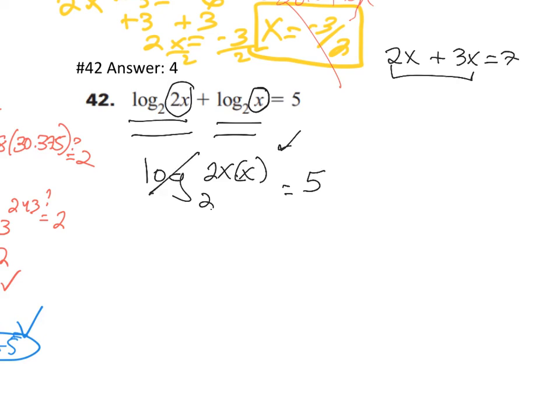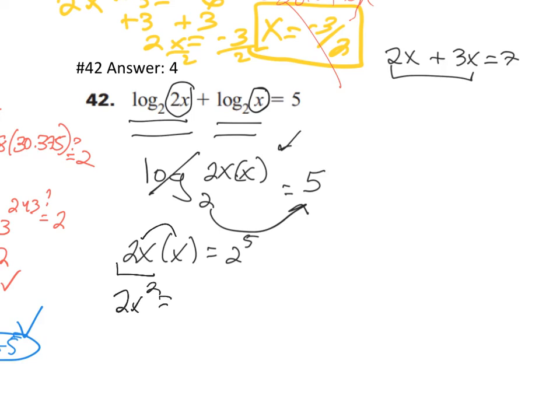We go from log form to exponential, log bump. See log, get rid of it. The base goes to the other side. So we have 2x times x is equal to 2 to the 5th power. Then from there we have 2x times x. There's no other terms to distribute to, multiply to. So we have 2x squared is equal to 2 to the 5th, which is 32. If we divide by 2, we would get x squared is equal to 16.